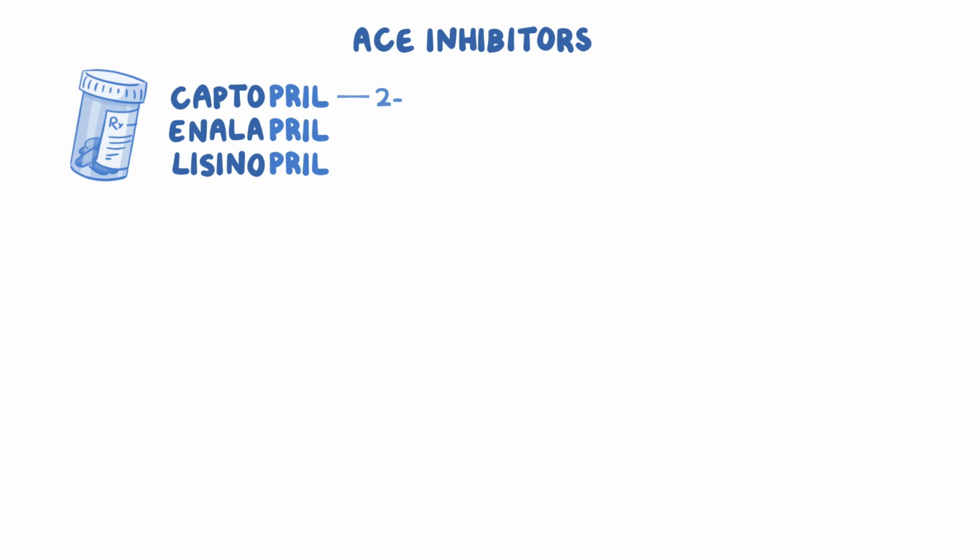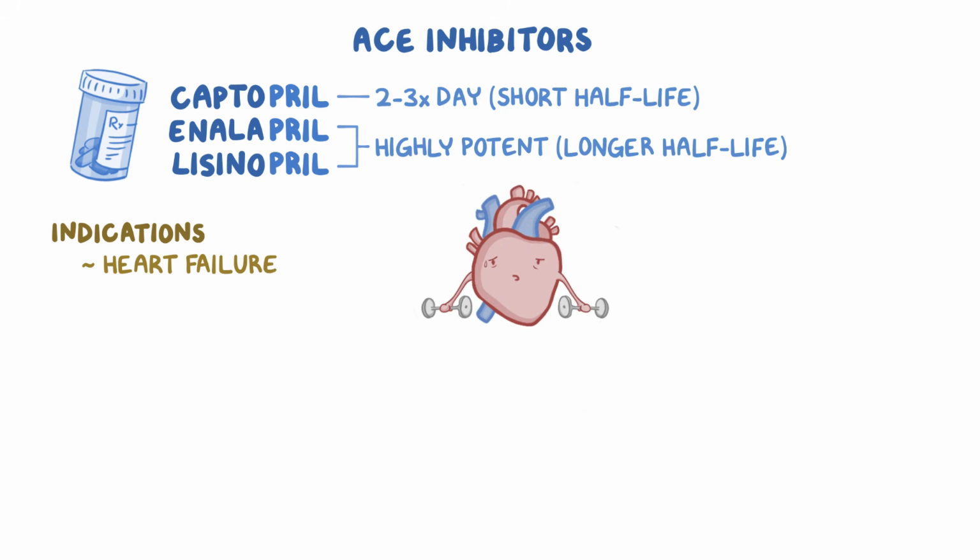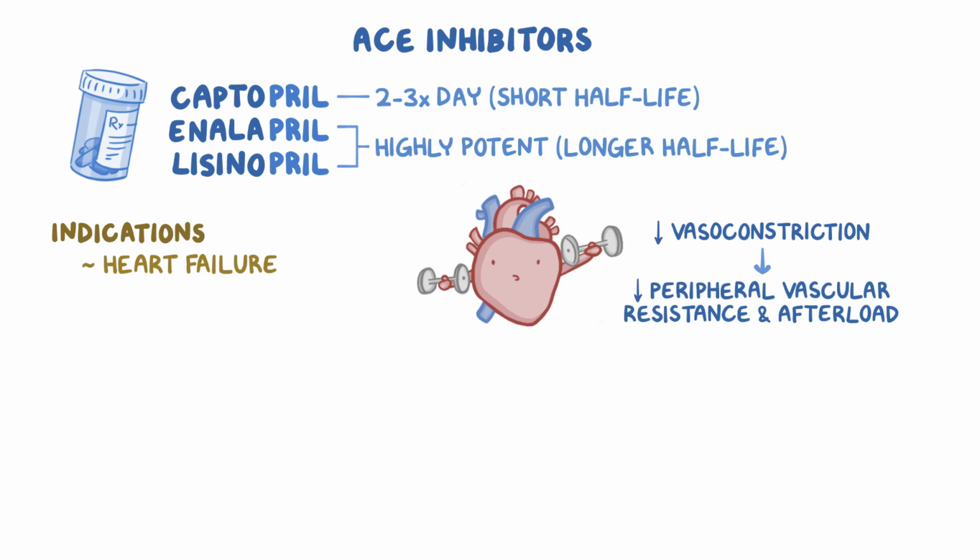Captopril should be taken 2 to 3 times daily because it has a short half-life. But enalapril and lisinopril are highly potent and have a longer half-life than captopril. Because ACE inhibitors are effective in lowering blood pressure, they can be used not only to treat hypertension, but also to treat heart failure, where the heart isn't strong enough to pump out an adequate amount of blood. In this situation, the decreased vasoconstriction leads to decreased peripheral vascular resistance and afterload, so the heart doesn't have to pump as hard against that resistance.